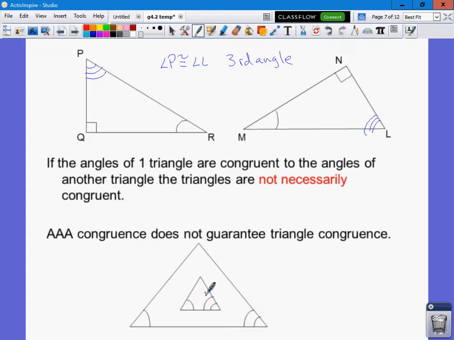If you take a look, they've drawn a smaller one on the inside, and it's easy to see that if all these angles are the same, the 2 triangles don't necessarily have to be the same. It works with side, side, side, but does not work with angle, angle, angle. Everybody okay?